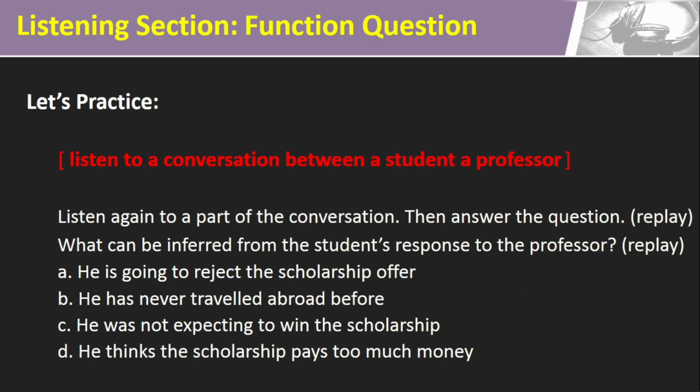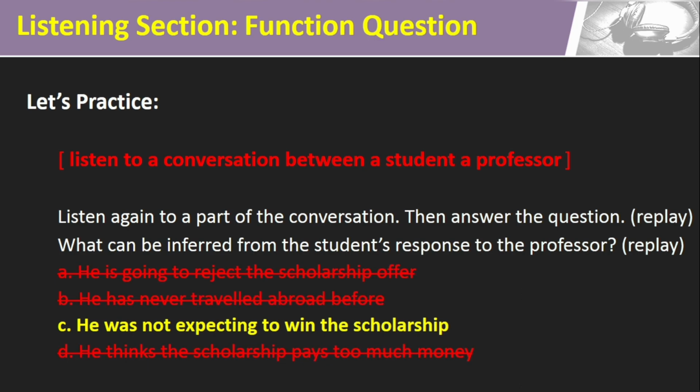What can be inferred from the student's response to the professor? "My goodness, I'm stunned." Choice C best describes what the student is implying. When he said, "I'm stunned," he was indicating his surprise. He was definitely not expecting to win the scholarship. Choices A, B, and D are not mentioned in the conversation.